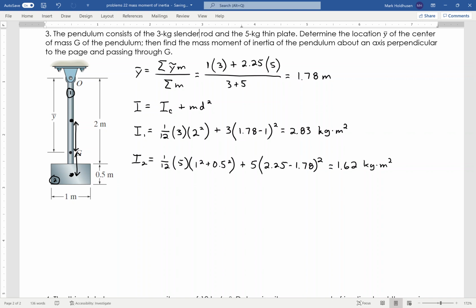Now all I do is add those two together to find the total moment of inertia. I just add 2.83 plus 1.62, and I get 4.45 kilogram meters squared. So again, just like we did with areas, you break it up into pieces, use the parallel axis theorem to find the moment of inertia of each component about the axis of interest, and then add them together.